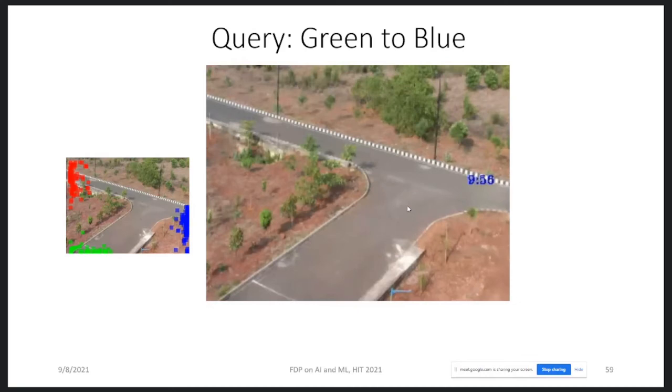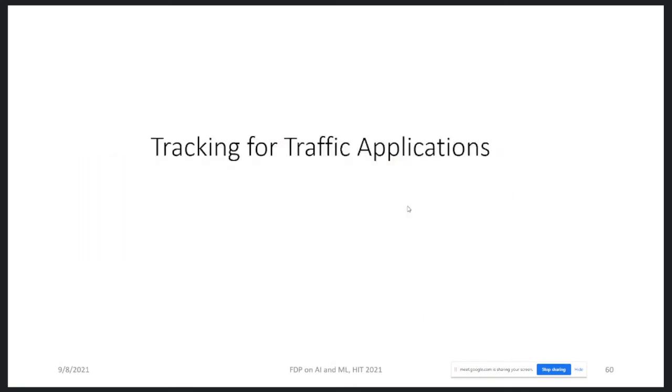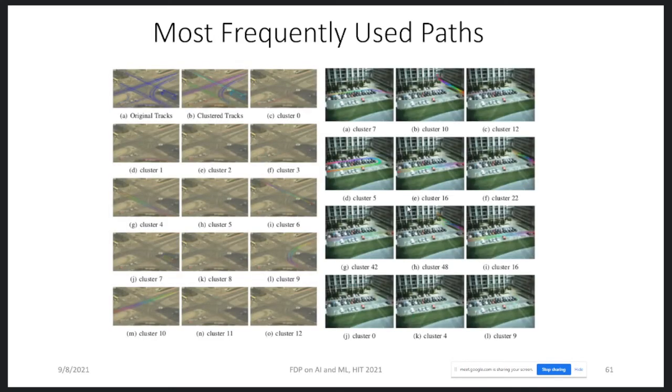Okay. So this is an interesting application of object detection and tracking. Then, tracking for traffic applications. Let's see some of the traffic applications. The traffic applications can be like this. So you have been given the trajectories of vehicles or objects, moving objects, humans, okay. And you want to understand the dynamics of this traffic movement.